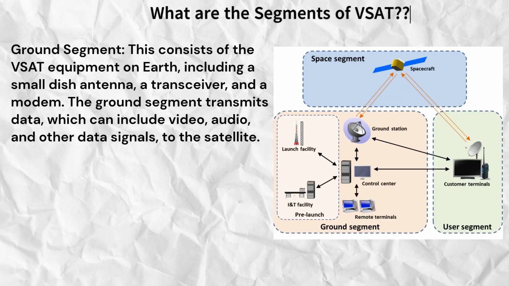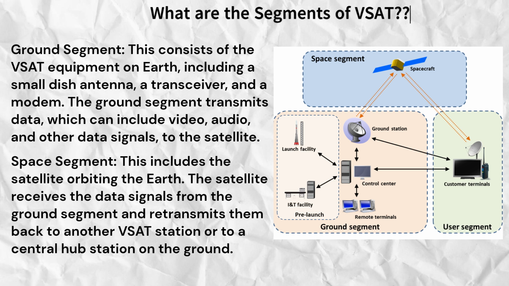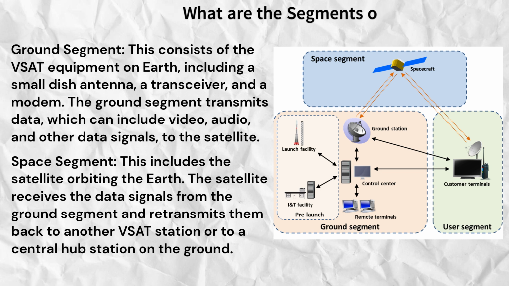What are the segments of VSAT? It consists of two main segments. Ground segment. This consists of the VSAT equipment on Earth, including a small dish antenna, a transceiver, and a modem. The ground segment transmits data, which can include video, audio, and other data signals, to the satellite. Space segment. This includes the satellite orbiting the Earth. The satellite receives the data signals from the ground segment and retransmits them back to another VSAT station, or to a central hub station on the ground.